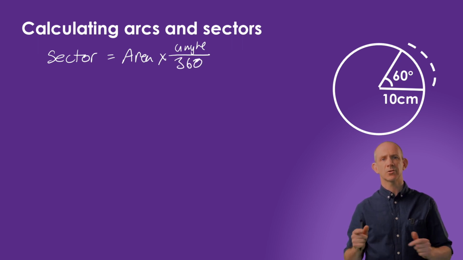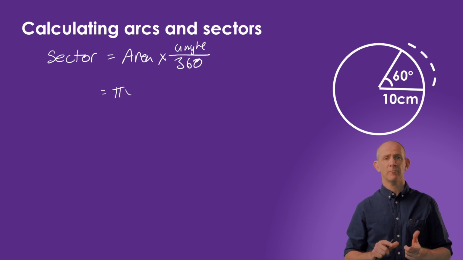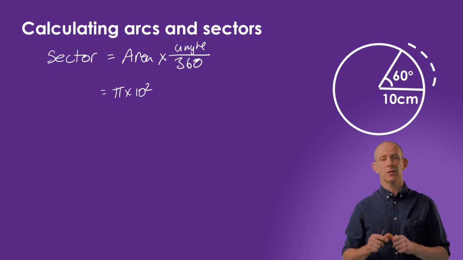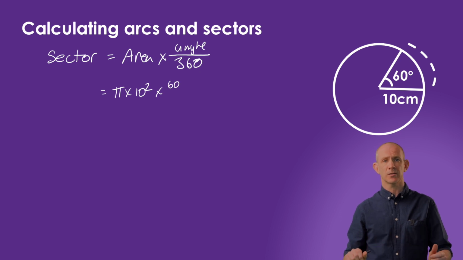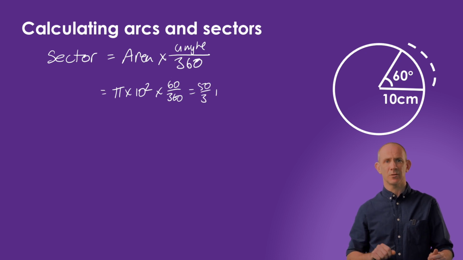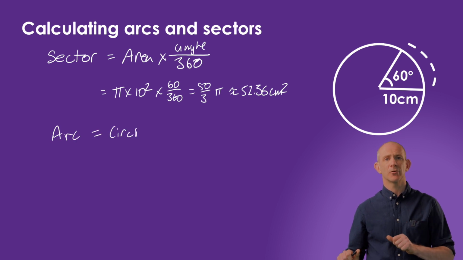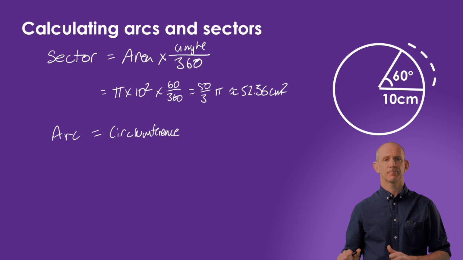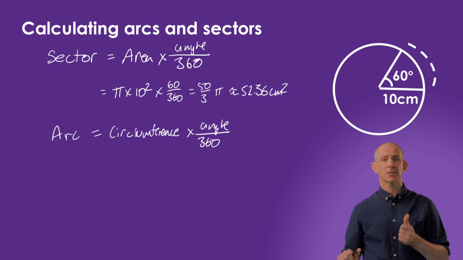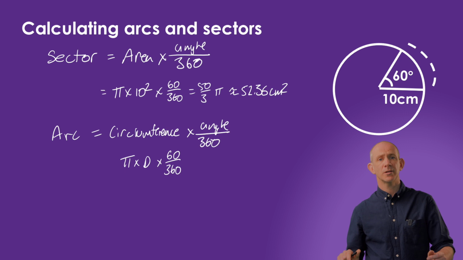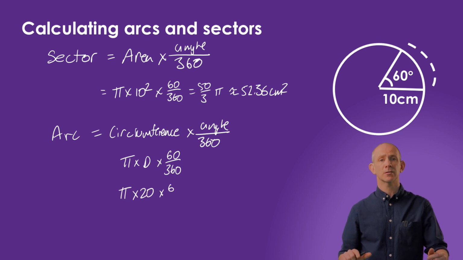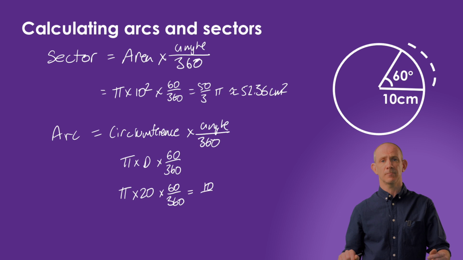So in this case, we'd substitute in the following values. The sector area is going to be pi times 10 squared, and then we'll times it by 60 over 360. This will give us 50 over 3 pi, or 52.36 centimetres squared. In order to calculate the arc of the sector, we can use the same fraction with the circumference this time of the circle. So the arc is going to be the circumference times the angle over 360. So in this case, the arc length will equal pi times 20 times 60 over 360, which will give us 10 over 3 pi, or 10.47 centimetres.